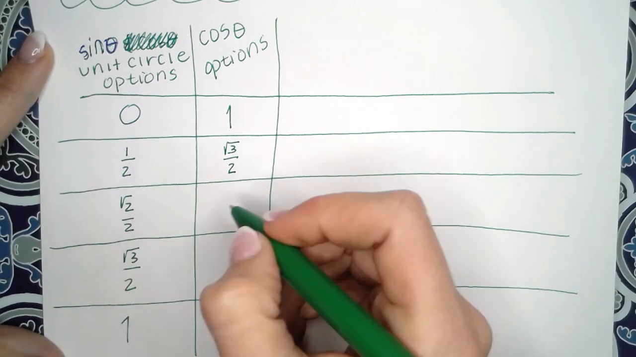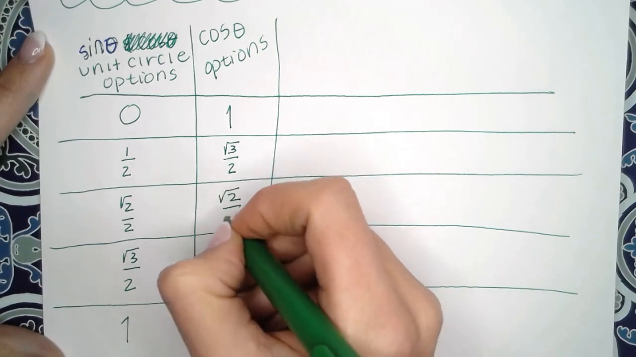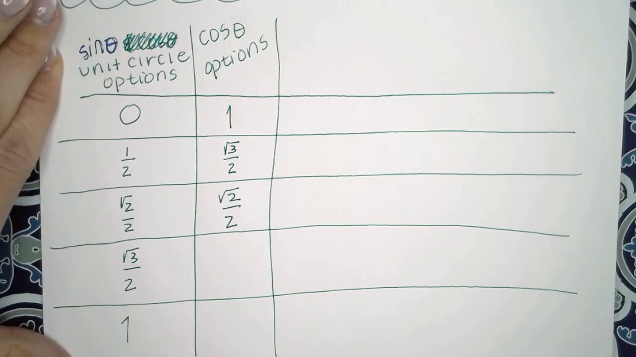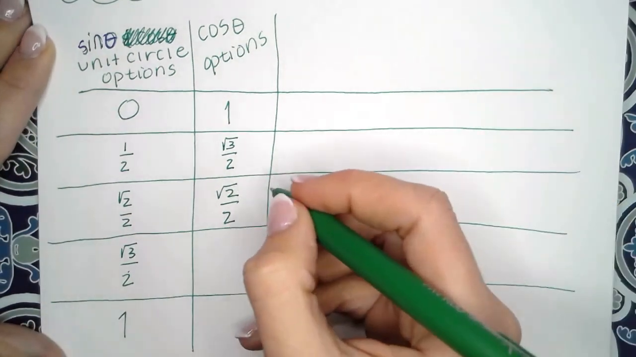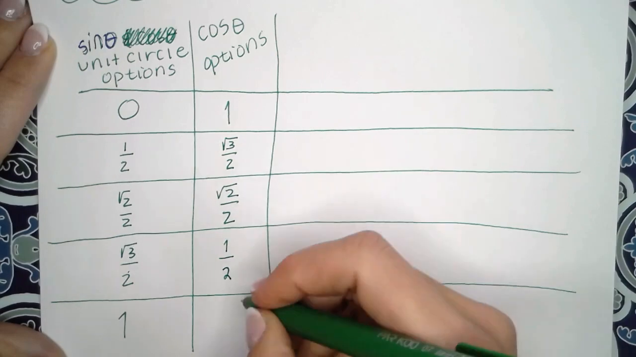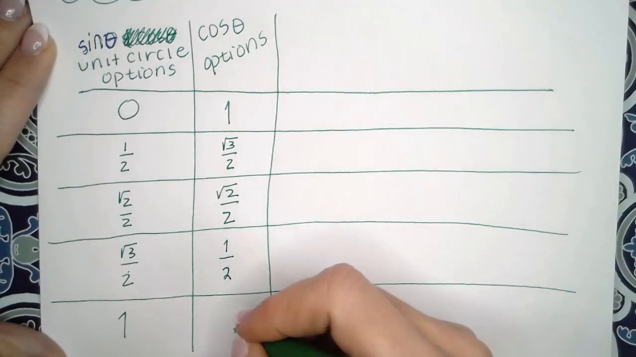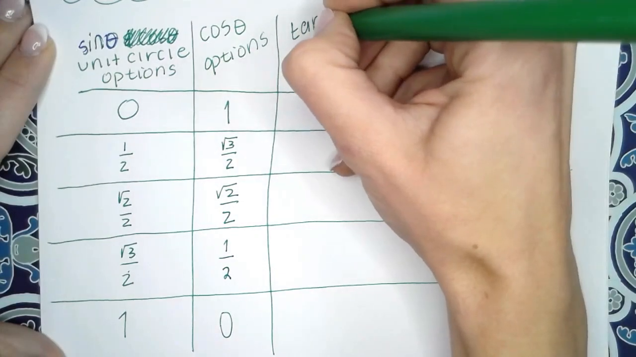When sine is rad 2 over 2, what's cosine? Radical 2 over 2. Thank you. Radical 2 over 2, right? Medium goes with medium. When sine is radical 3 over 2, what's cosine? 1/2. Thank you. All right. What about when sine is 1? Jared, what's cosine? Yes. Okay. Next column. Tangent options.